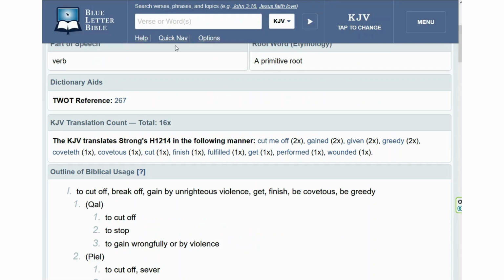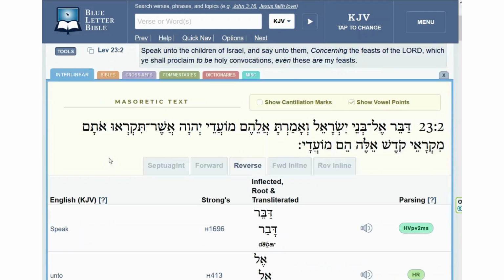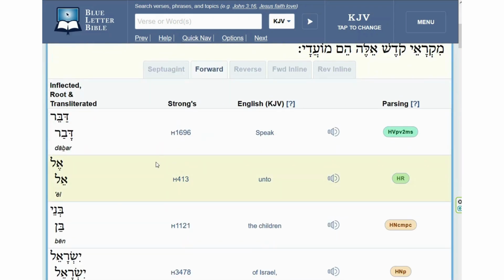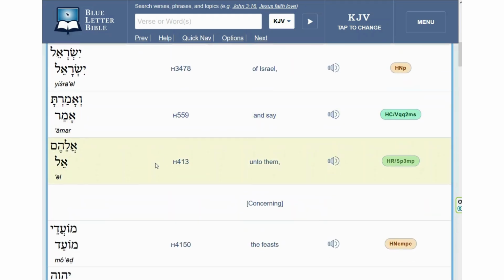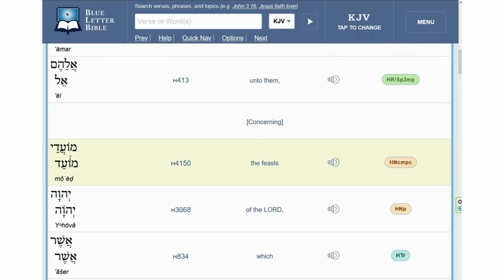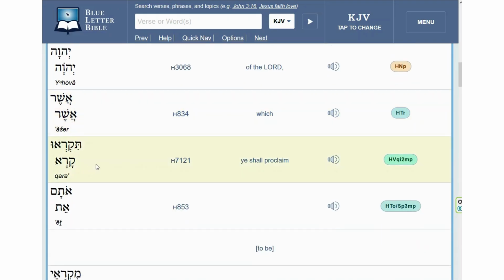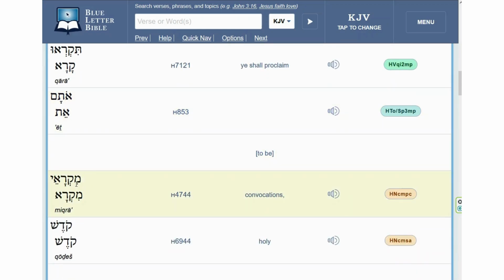So let's pull up Leviticus 23:2, and this should give you: Speak unto the children of Israel, and say unto them, concerning my moed, my feasts of Yahuwah, you're going to kara, you're going to proclaim them. Convocations, you're going to proclaim convocations that are holy.